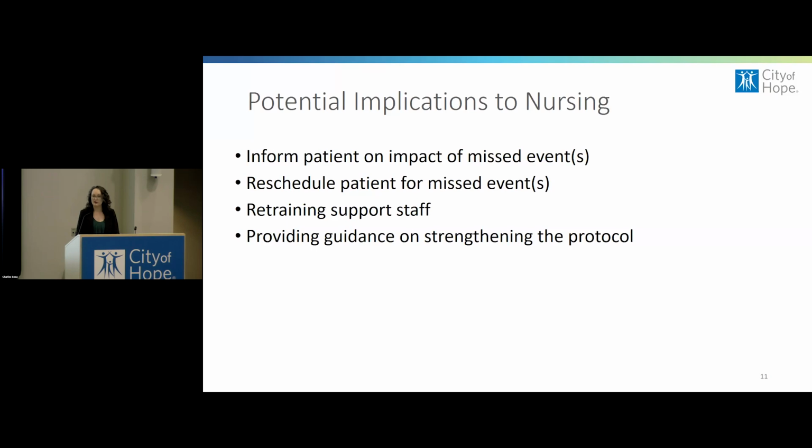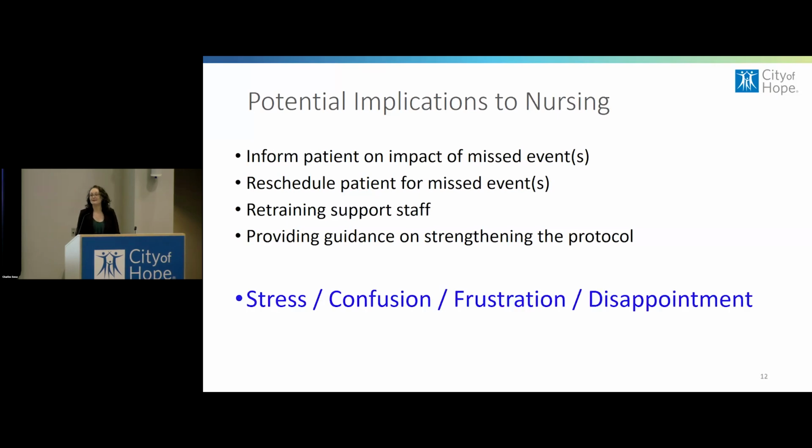Also rescheduling patient visits. It's always better to reschedule and then report an out of window deviation as opposed to a missed deviation. So when you can, rescheduling events is helpful. Also retraining staff and keeping up with training, and also providing guidance on strengthening and optimizing the protocol throughout the life of the protocol.